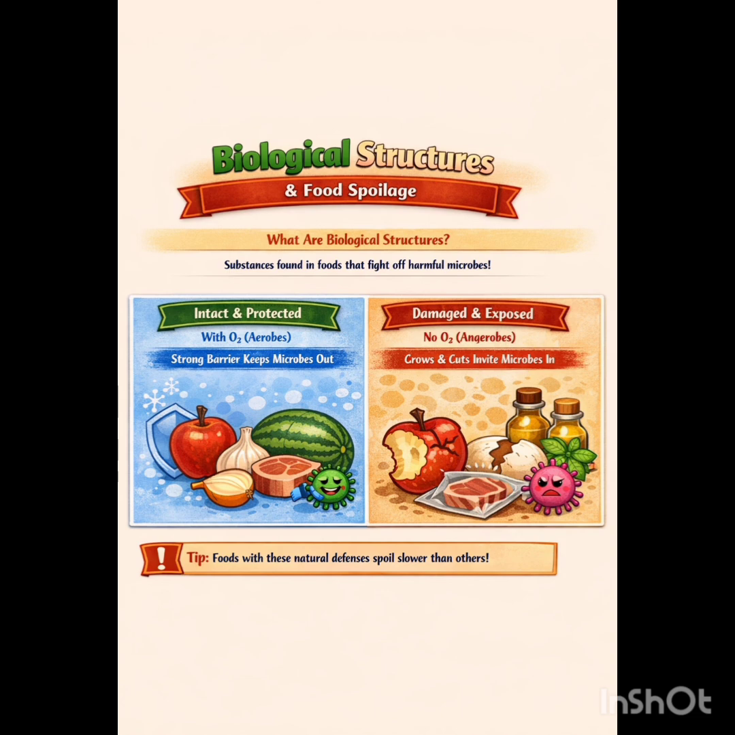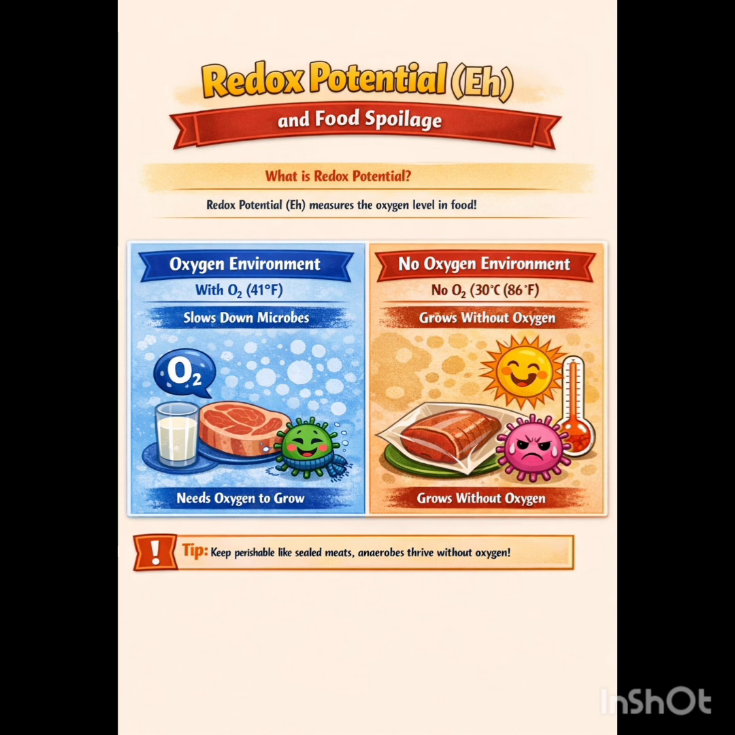We also have something called redox potential, which is related to the availability of oxygen. Some microorganisms need oxygen to grow, while others grow better without it. Depending on how much oxygen is present in the food, different types of microbes will grow.